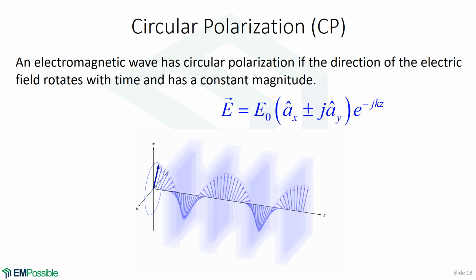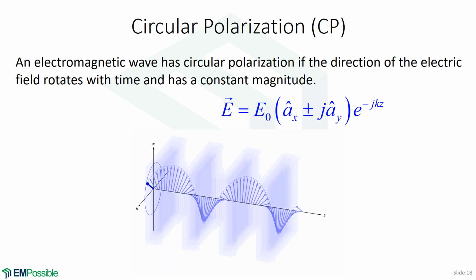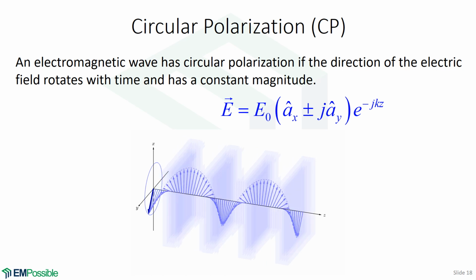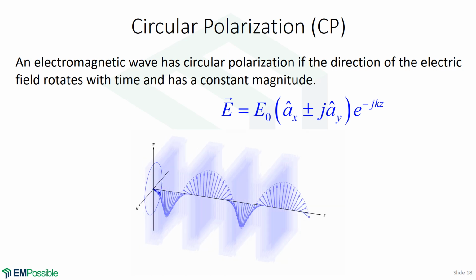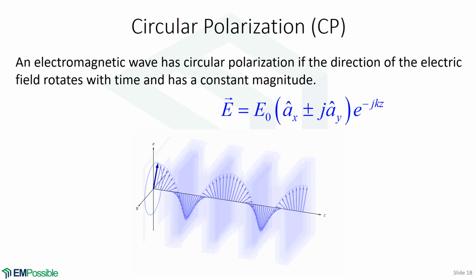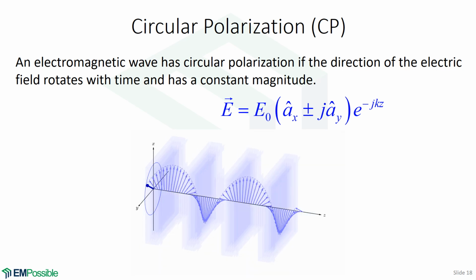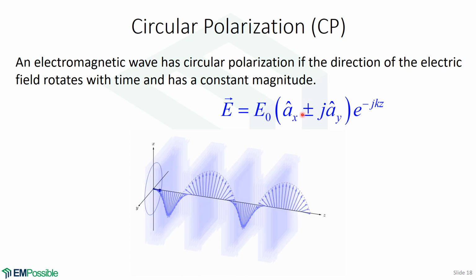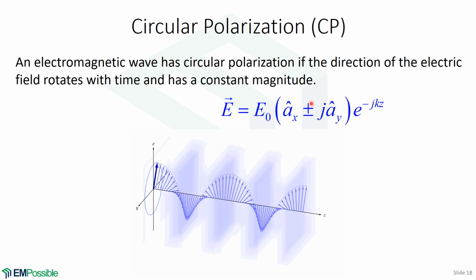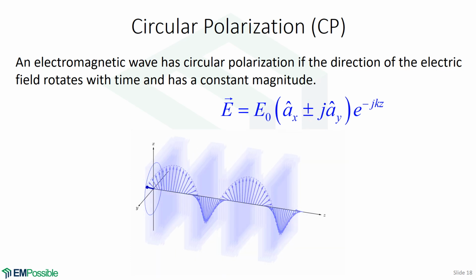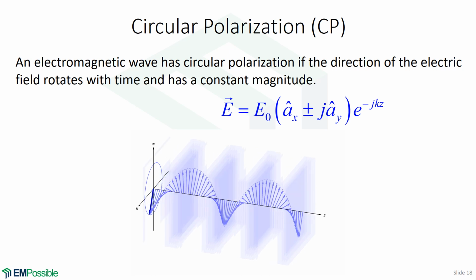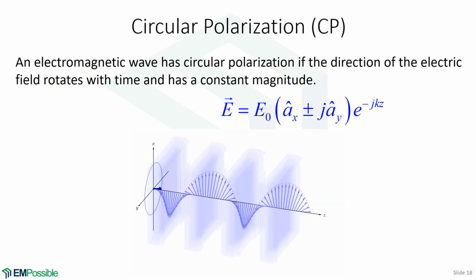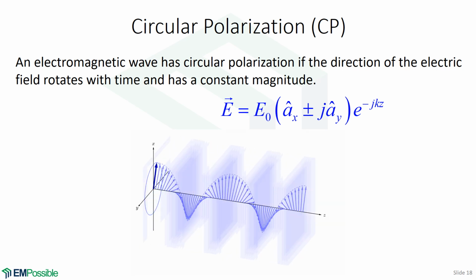A circularly polarized wave is like two linear polarizations 90 degrees out of phase. Now we could be plus or minus 90 degrees of phase. So in the general setting for circular polarization, we have to write a plus minus here because we could have plus or minus 90 degrees of phase. Let's talk more about whether that is plus or minus.